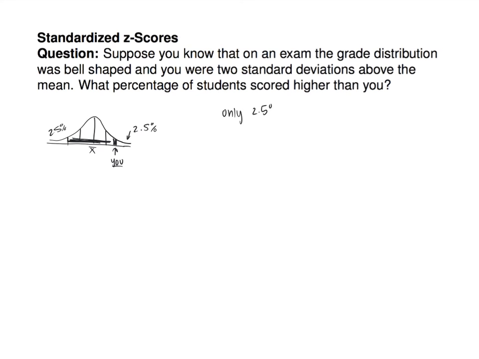Only 2.5%. So you can feel yourself pretty proud. And notice that we didn't have to know what the standard deviation was, what the mean was. We just had to know that you were 2 standard deviations above. That's it. And that's what standardized scores are going to do for us.